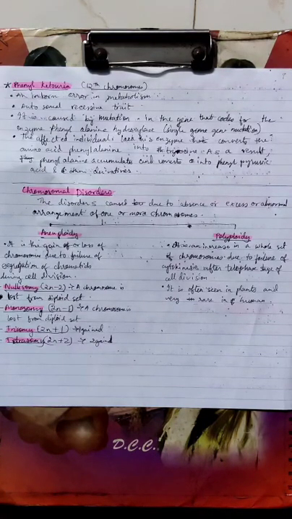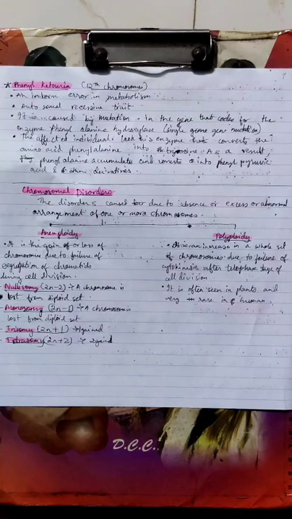Further, we will see chromosomal disorders. The disorders caused due to absence or excess or abnormal arrangement of one or more of the chromosomes are chromosomal disorders. They are divided into aneuploidy and polyploidy.